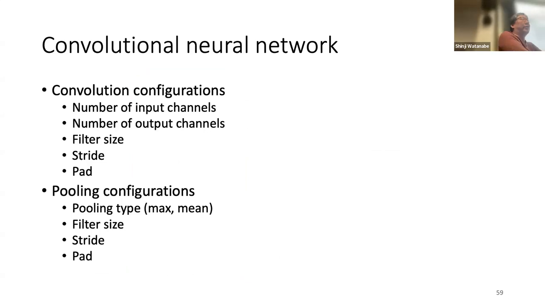The convolutional neural network has a lot of configurations: number of input channels, number of output channels, filter size, stride, padding, and similar configurations for pooling. These combinations make the convolutional neural network powerful. Why the convolutional neural network, originally strong in image processing, can be used for speech processing is kind of obvious.